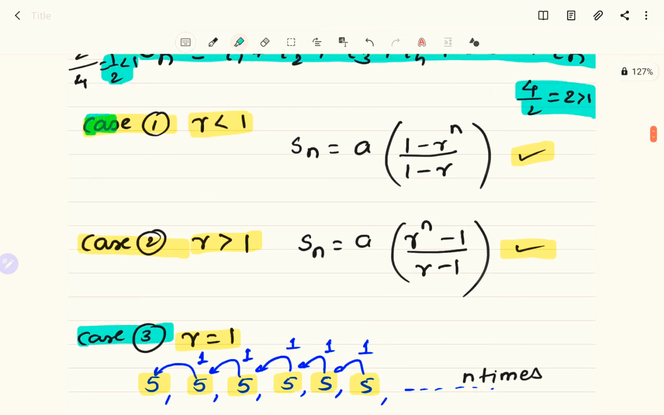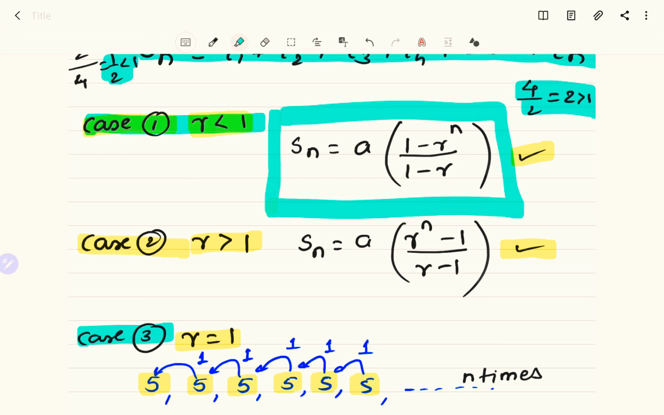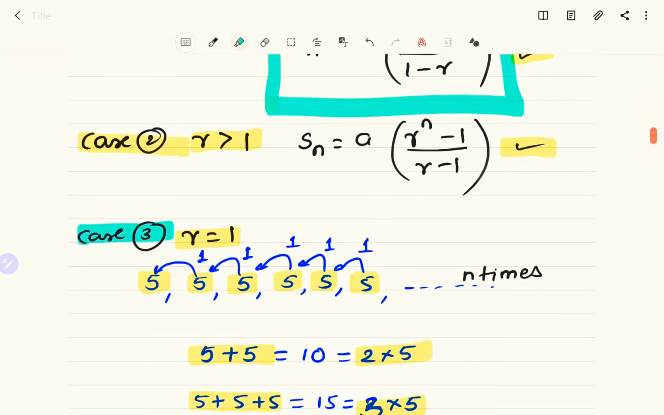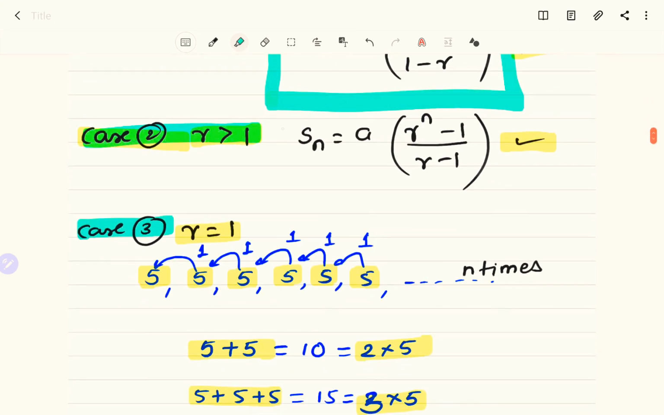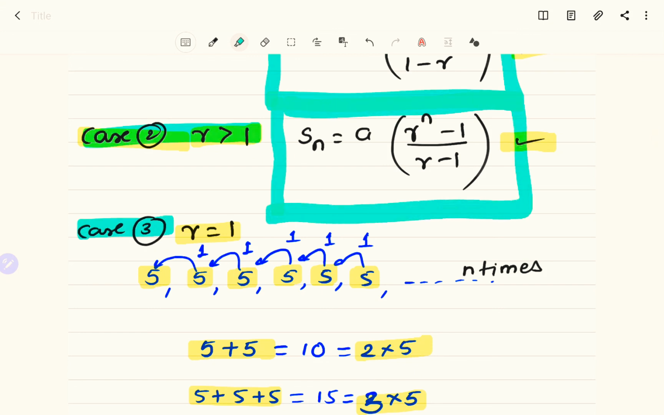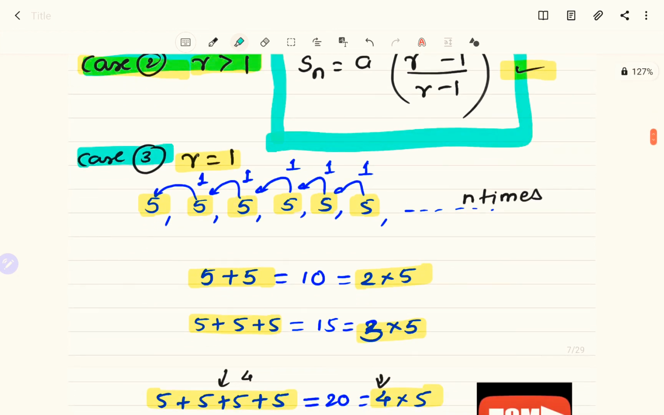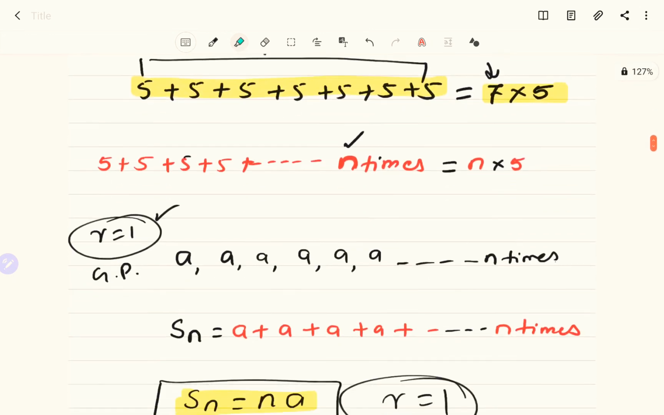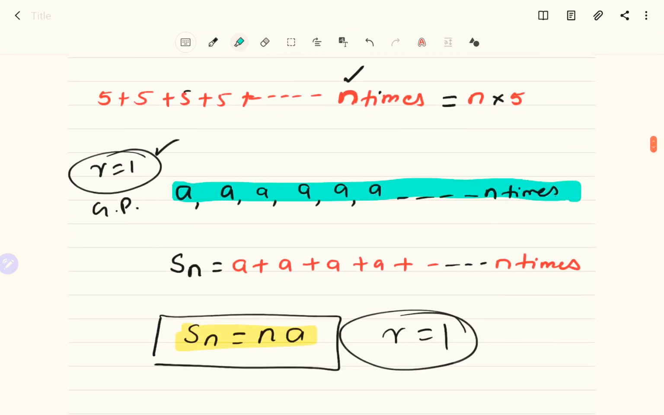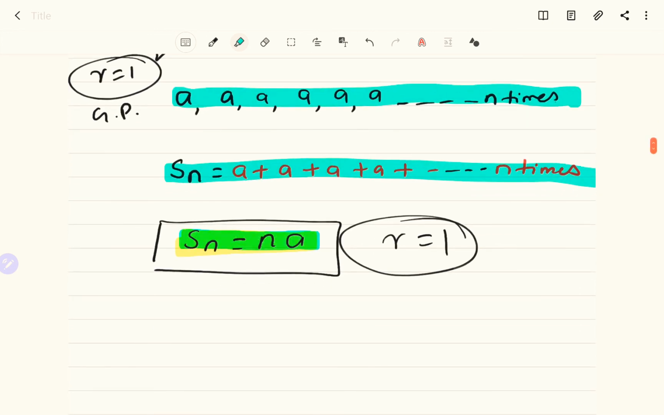Case number 1, if R is less than 1, then please use this formula for Sn: A into 1 minus R raised to n upon 1 minus R. If R is greater than 1, please use the second formula for Sn, that is A into R raised to n minus 1 upon R minus 1. But this is the interesting case: what if R is equal to 1? Then you will observe this kind of sequence, and if you add all such terms, the answer is Sn equal to n times A.